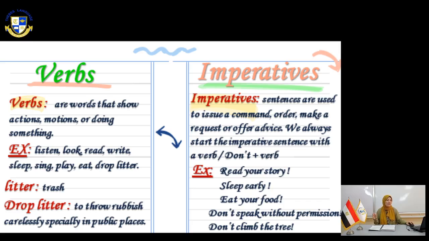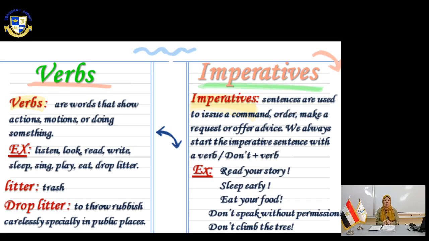Now, we are going to know about the imperatives. The imperatives are sentences used to issue a command, order, make a request, or offer advice. We always start the imperative sentence with a verb. There is no noun at the beginning of the sentence. There is no personal pronoun at the beginning of the sentence. We put the verb at the beginning of the sentence.